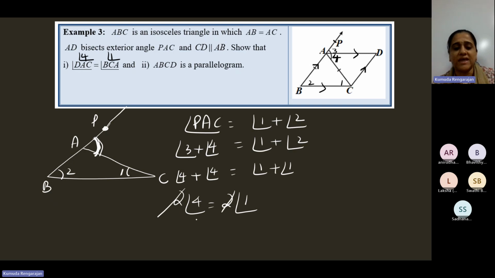So 2 on either side gets cancelled. Angle 4 is equal to angle 1. So we proved that angle 4 is equal to angle 1. So always number the angles. That will be easier to understand the situation than writing PAD, DAC.